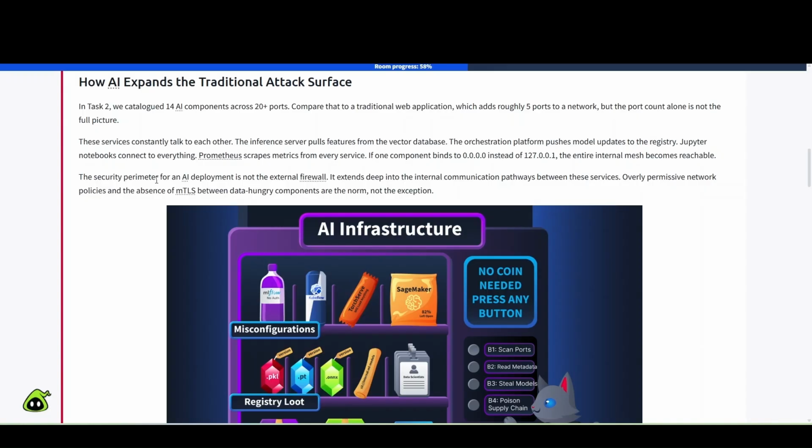The security perimeter for an AI deployment is not the external firewall. It extends deep into the internal communication pathways between the services. Overly permissive network policies and the absence of mTLS between data-hungry components are the norm, not the exception.